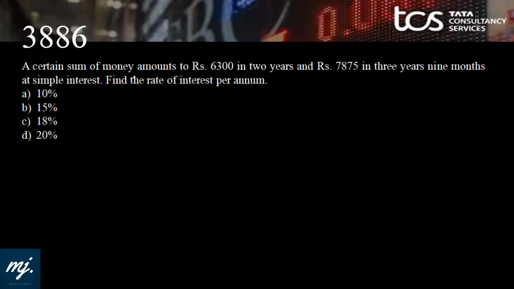A certain sum of money amounts to 6300 in 2 years. So this amounts to 6300 in 2 years. And it also amounts to 7875 in 3 years 9 months. 9 months means 9 by 12 of the year, that is 0.75 of the year. So I can write this as 3.75 years.